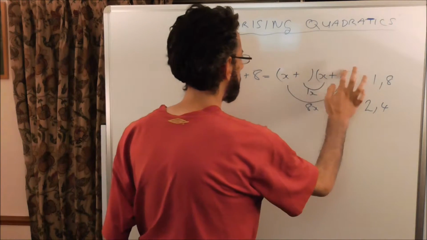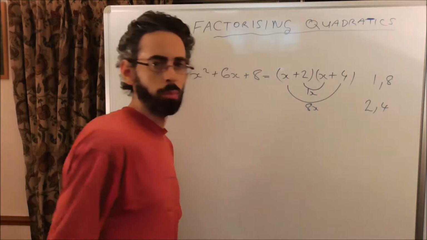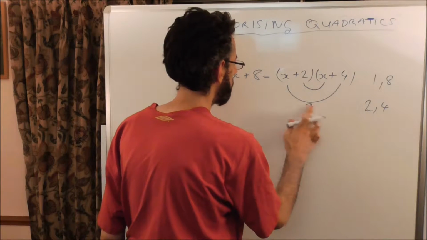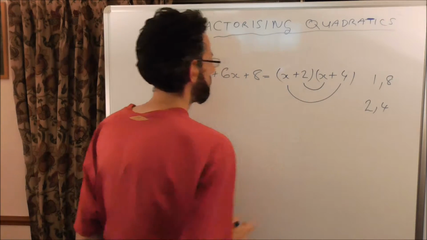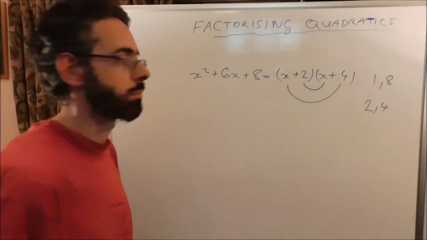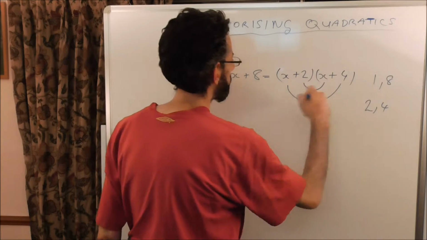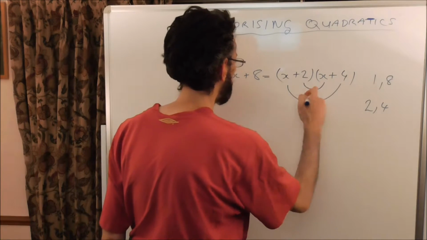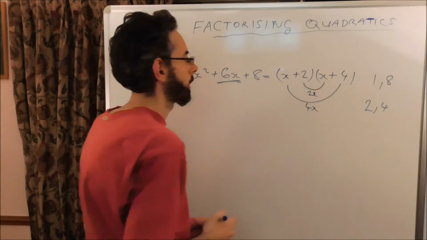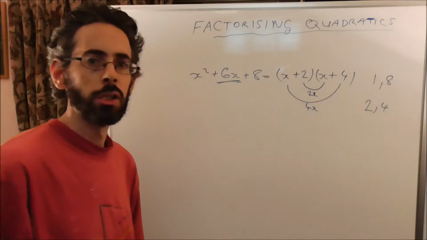Let's try it with 2 and 4. Let's see if that works. And you may have known from the start that it would be 2 and 4. That's quite an easy way to tell. Let's see if we get 6x with 2 and 4. So 2 times x is 2x. x times 4 is 4x. 2x plus 4x does give us 6x. So this is correct. x plus 2 times x plus 4 is the factorised answer.